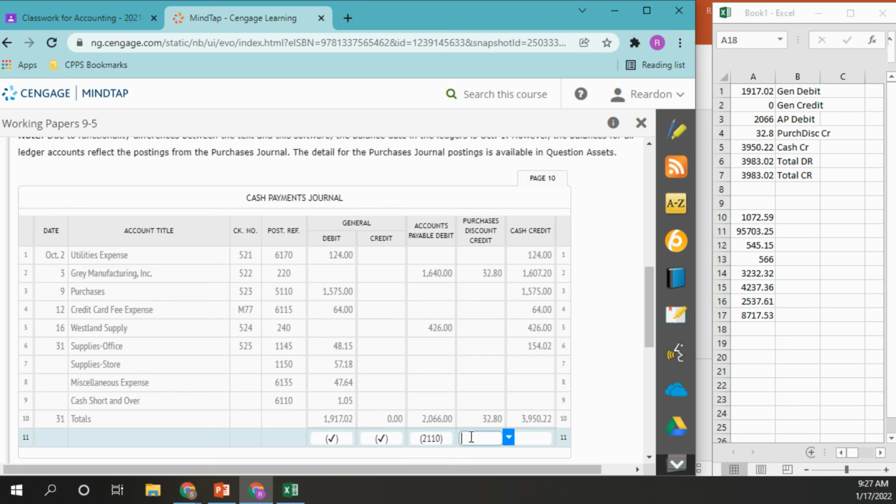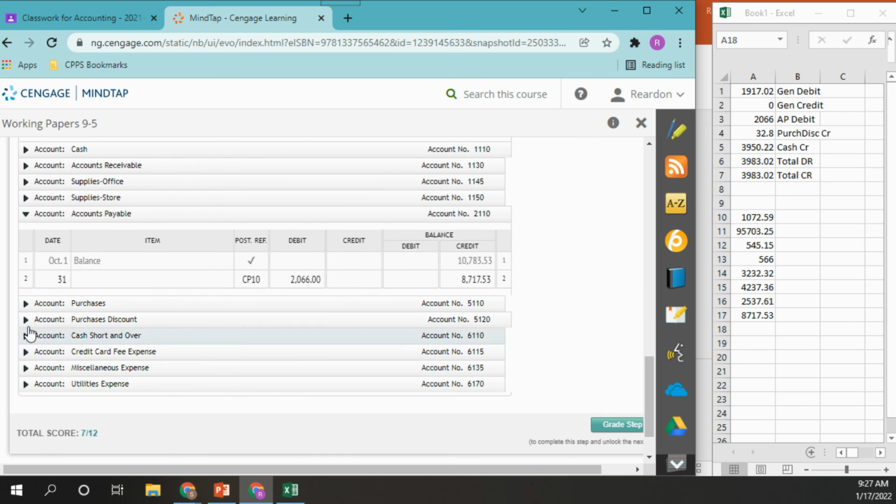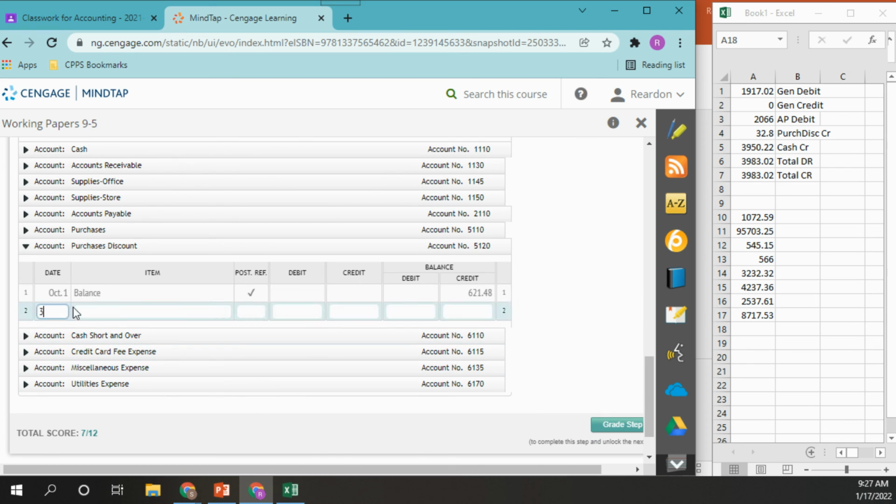There we go. Purchases discount 3280. Purchases discount. Cash payments 10. 3280 credit. Do some addition here. 621.48 plus 32.8.